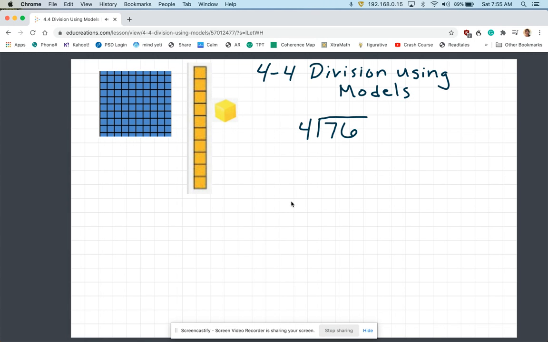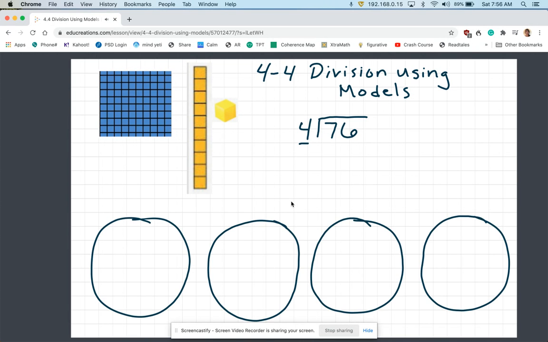Okay, so if we had the problem 76 divided by 4, or like I just wrote it out, 4 goes into 76. Using models, I want you to think, how many groups are we going to be making? Okay, I see the 4 right there, like you did. Yes, we're going to be making 4 groups.